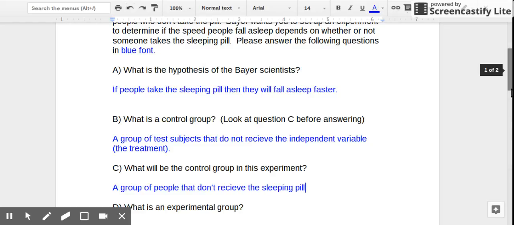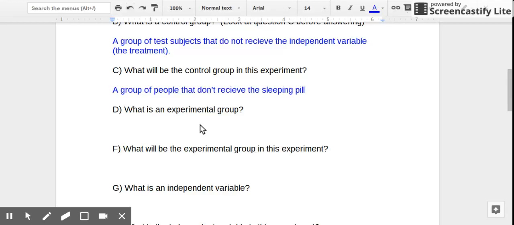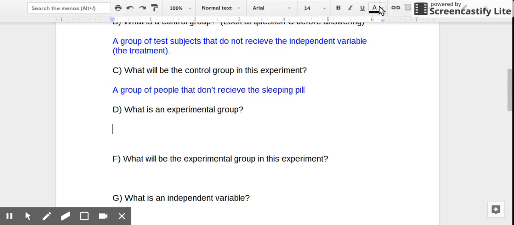Okay, make sure you are answering on your own sheets. What is an experimental group? So we have another general question. An experimental group in general is the opposite of a control group. So if a control group does not receive the independent variable, you leave them alone, right? You don't change them. And the experimental group is a group that you do change. So it's the group of test subjects that do receive the independent variable.